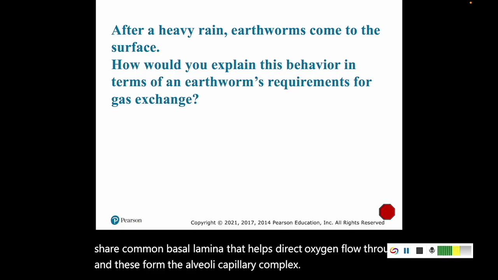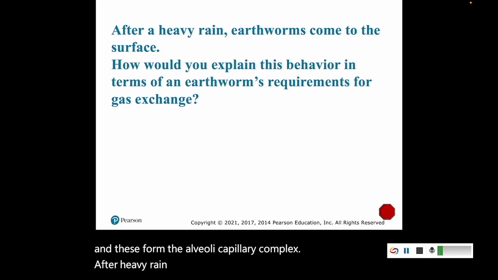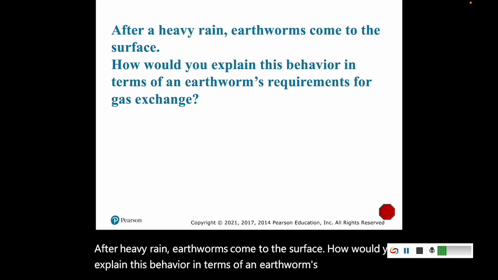After heavy rain, earthworms come to the surface. How would you explain this behavior in terms of an earthworm's requirements for gas exchange?